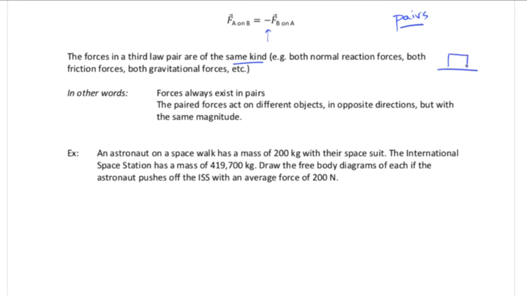In other words, if this is a box sitting on a table and there's a normal reaction force acting from the table up on the box, well, there's also a normal reaction force from the box acting down on the table. Both gravitational forces, both frictional forces.